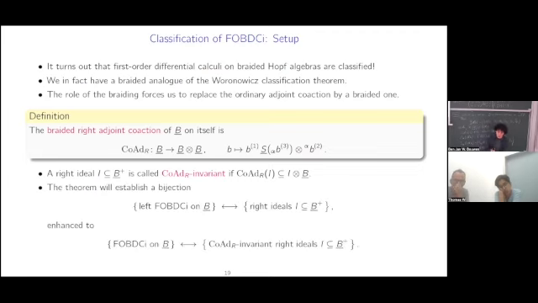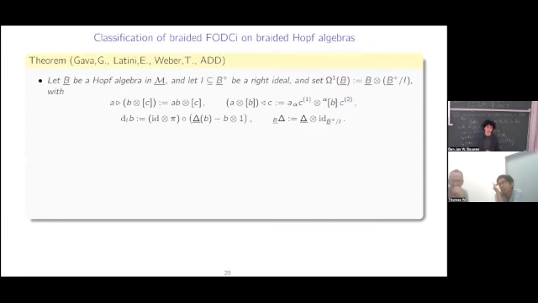So the theorem that I'm going to present now will establish a bijection between left first-order braided covariant differential calculi on the braided Hopf algebra B and right ideals inside the kernel of the counit of the same algebra. And in particular, we also can say something more. So first order braided bicovariant differential calculi, namely the ones that classically should correspond to bicovariant differential calculi, are also such that the classifying ideal is invariant under the right adjoint coaction in the braided setting. Okay, so this is the datum of what I'm going to discuss now.